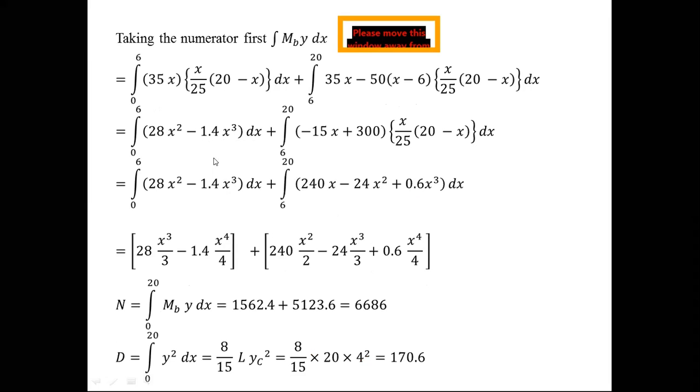Then go for the numerator. The first part is the integral from 0 to 6 of MB y dx, that is 35 into x, times y, x by 25 into (20 minus x), into dx, plus the second part, the integral from 6 to 20 of (35x minus 50 into (x minus 6)) into y. This is the total expression for the numerator. Simplify this and you can get this, and simplify this further.